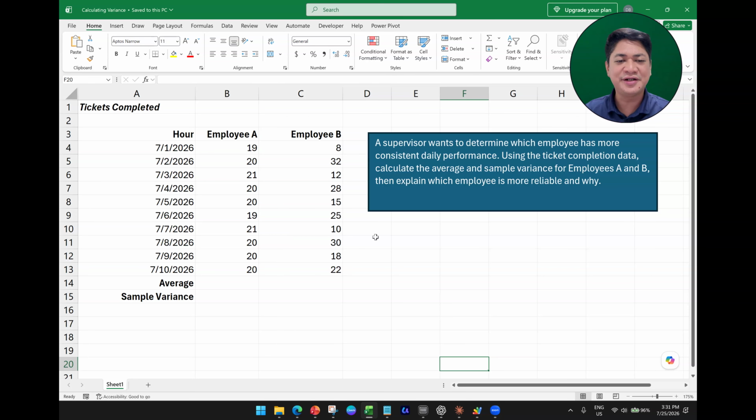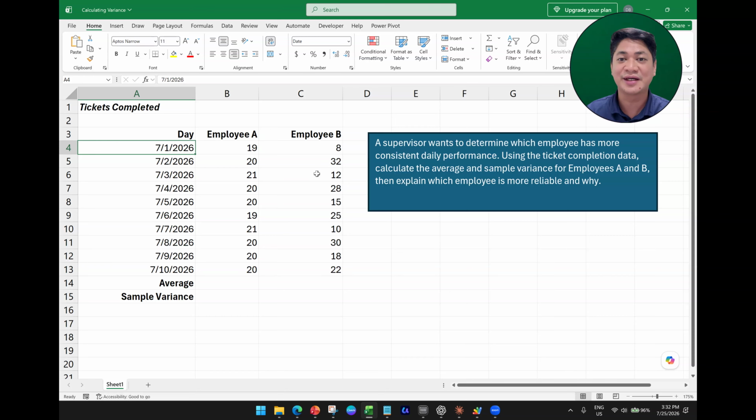Now, let's say that here we have two employees, and we have tickets completed, not per hour, correct that, per day. So from July 1st to July 10, the manager measured the number of tickets that they give out per day. The supervisor now wants to determine which employee has more consistent daily performance using the ticket completion data. So we have to calculate the average and sample variance for employee A and B so that we can see who is more reliable and why.